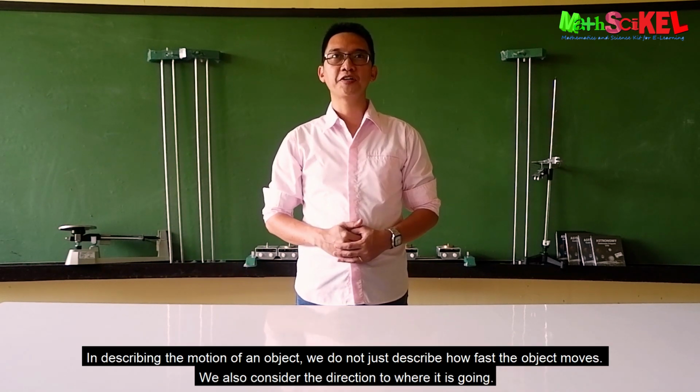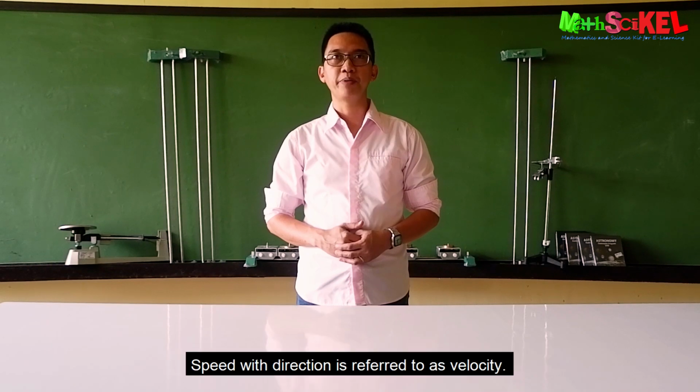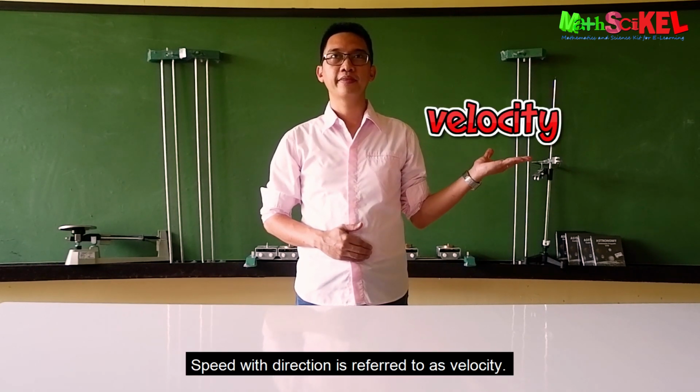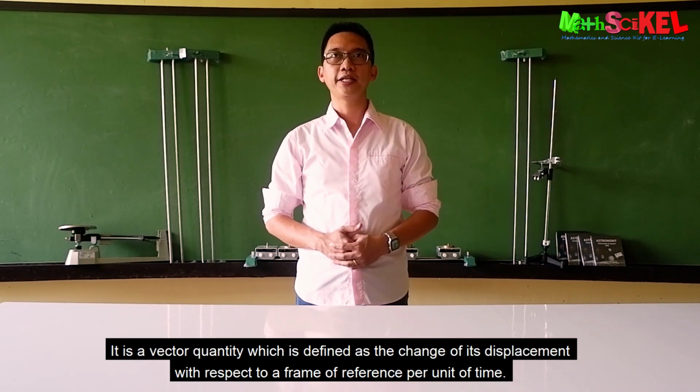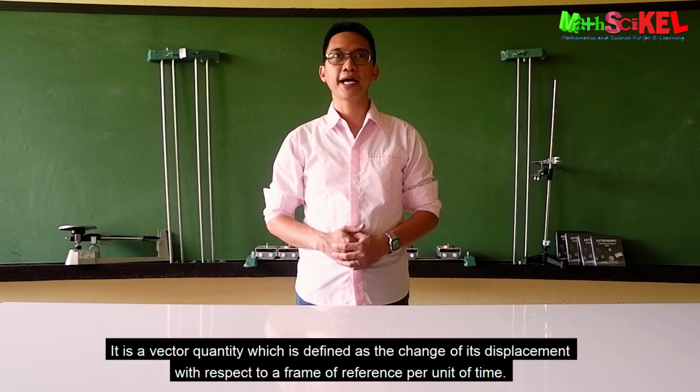In describing the motion of an object, we do not just describe how fast the object moves. We also consider the direction to where it is going. Speed with direction is referred to as velocity. It is a vector quantity which is defined as the change of its displacement with respect to a frame of reference per unit of time.